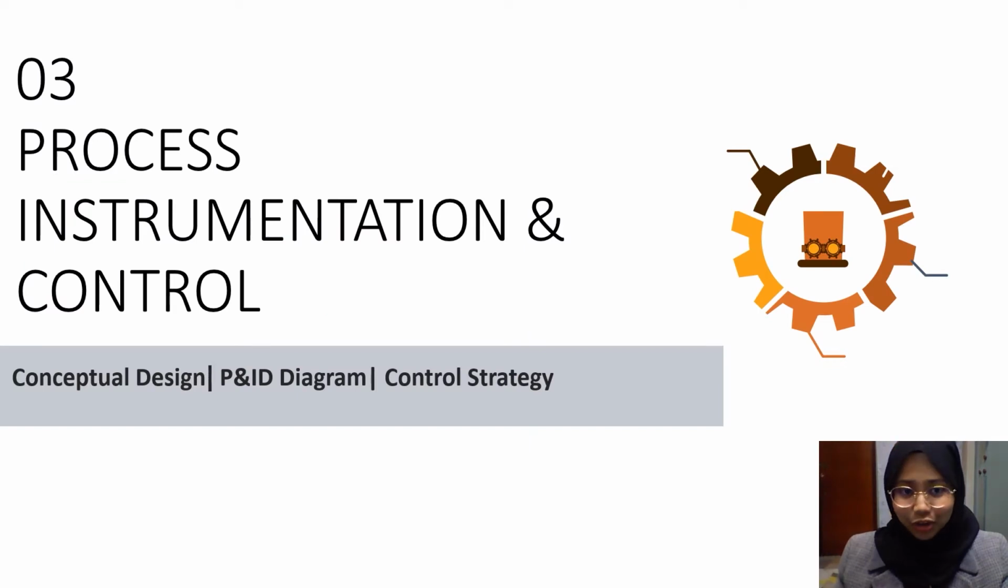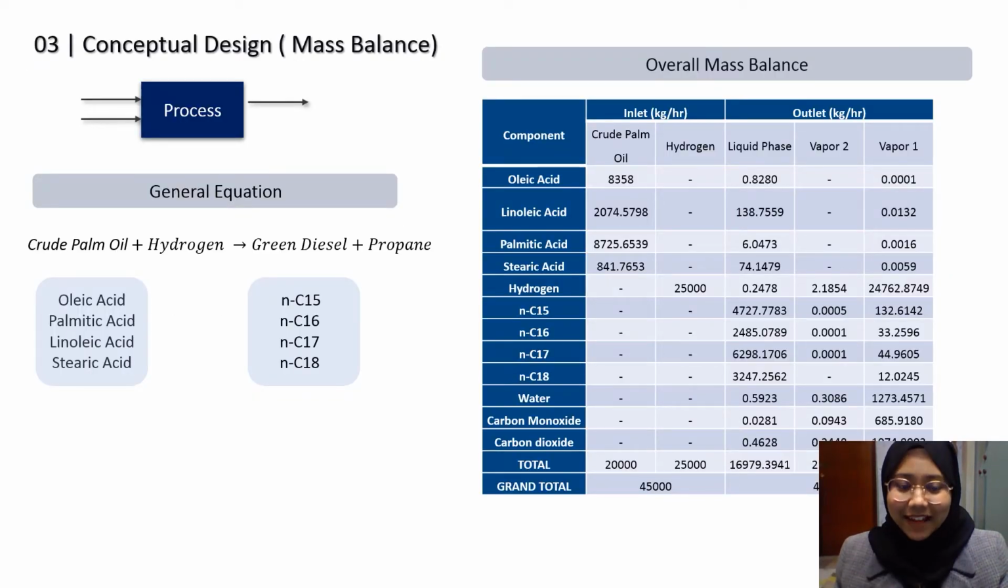Next, I'm going to proceed with chapter 3, which is the process instrumentation and control. This chapter consists of conceptual design, P&ID diagram, and control strategy. In this slide, the general equation for the production of green diesel can be found. Crude palm oil consists of oleic acid, palmitic acid, linoleic acid, and stearic acid. Meanwhile, the green diesel comprises nC15, nC16, nC17, and nC18.